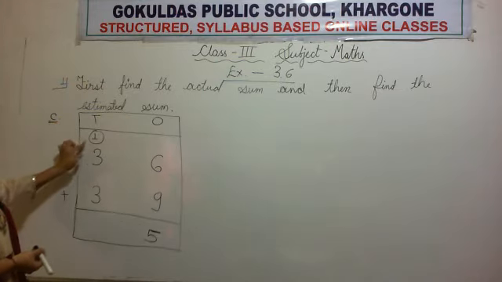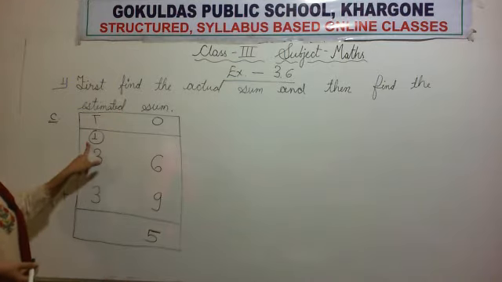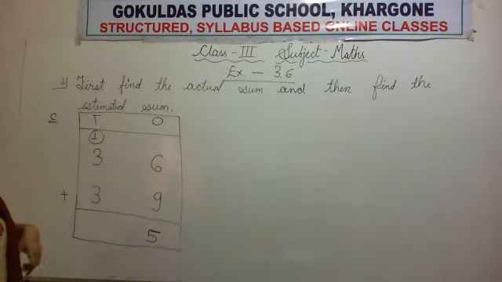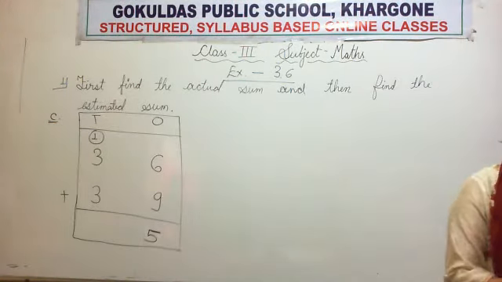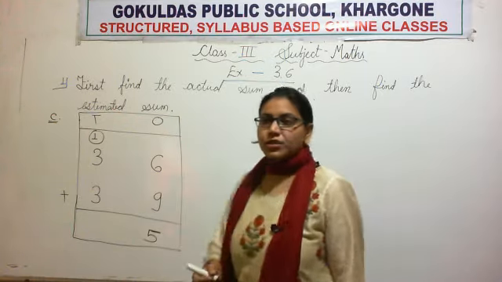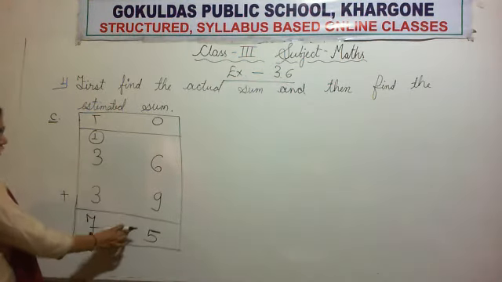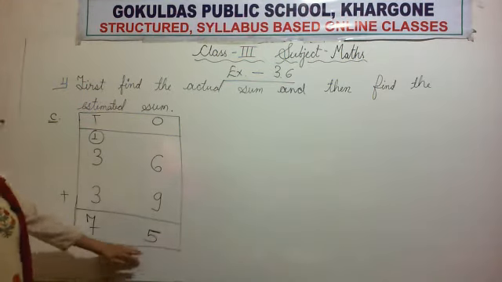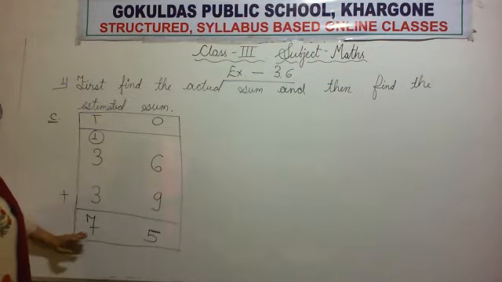It's time for the tens column. 1 plus 3 plus 3. First open 1 finger, then open 3 fingers, then open 3 more fingers. And count all the fingers. How many fingers? Answer me. Yes, 7 fingers. So we will write the number 7. So our actual sum is 75. We added the actual numbers 36 and 39, so we got the actual sum.